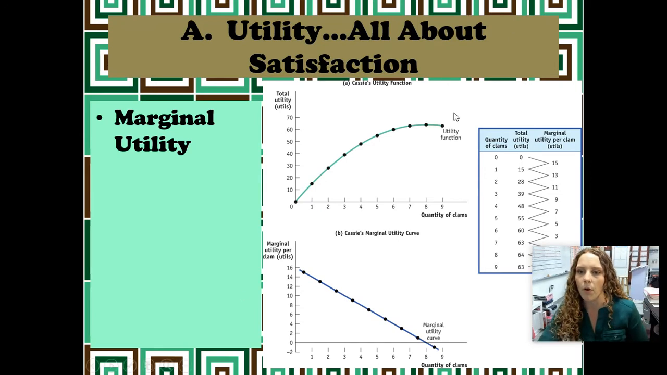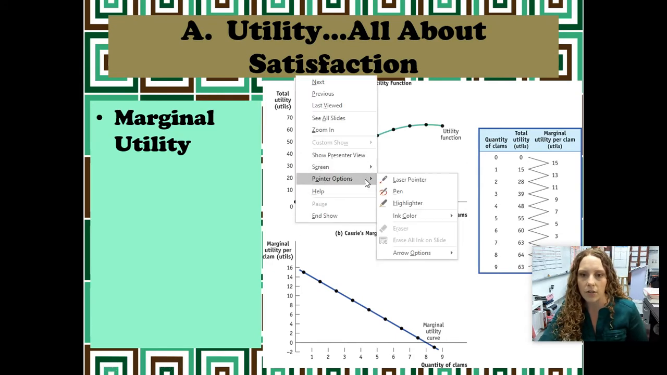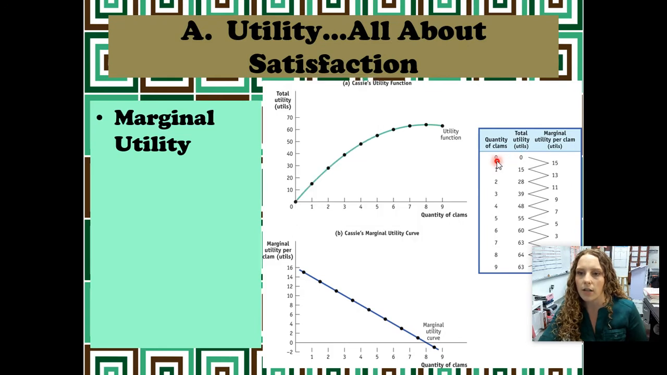So for example, this is still the same example that we had from the previous slide showing this person as they consume this particular food. If they're not consuming any, they don't have any utility. When they consume the first one, their total utility goes up to 15. At the second one, their total utility is 28. At 3, it's 39, and so forth and so on. That's what's graphed here on this utility function.